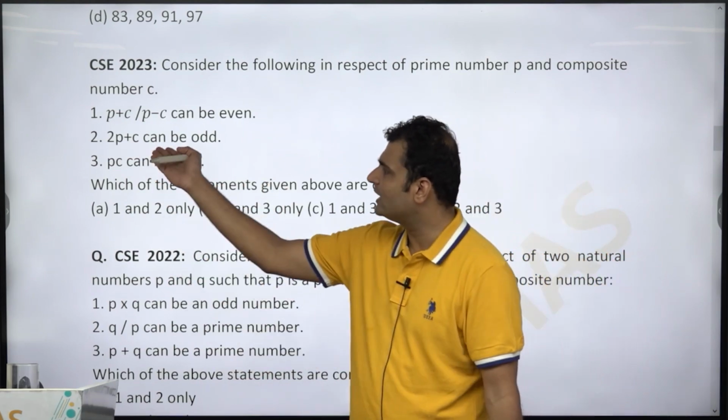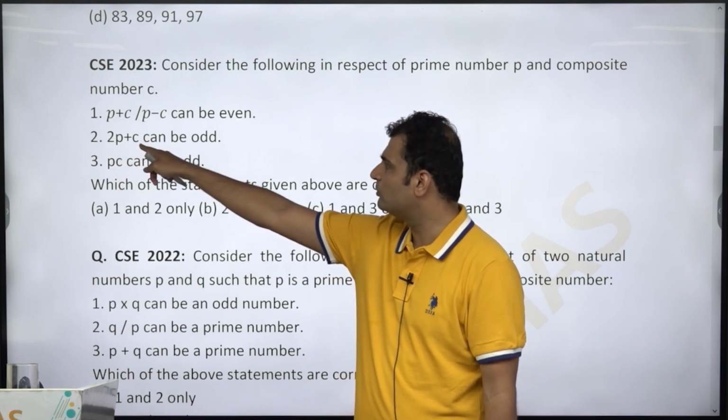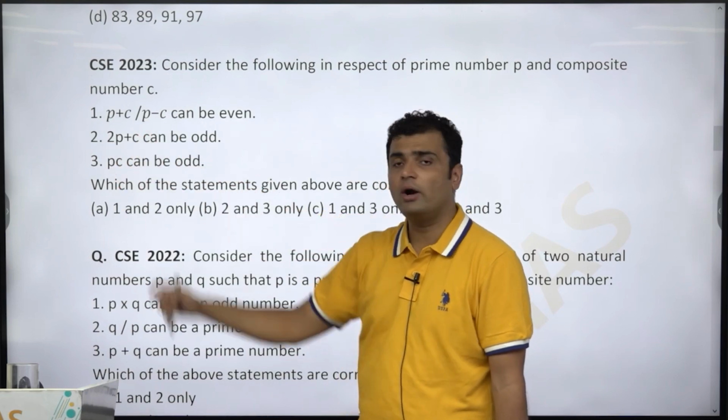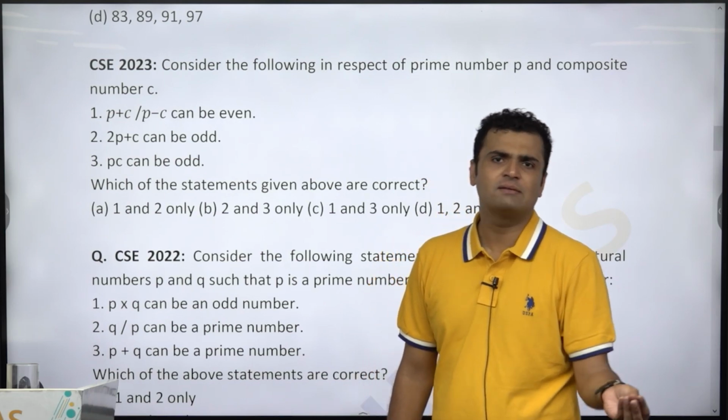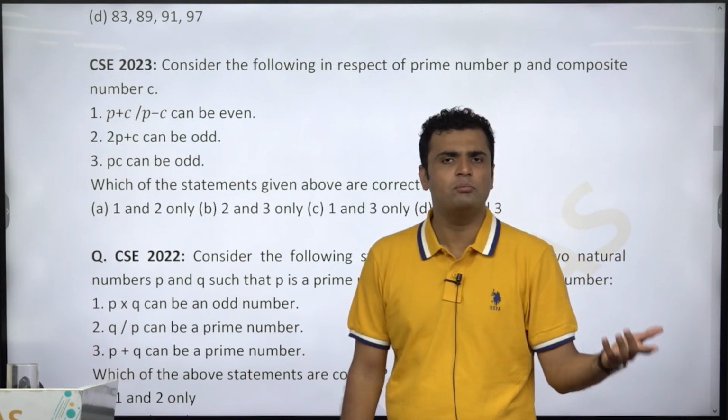So this 2P plus C can be odd. 2P is always an even number. Even plus odd is odd. So can we have an odd composite number? Yes, 5. Not 5, but 9. Yes, 15. There are infinitely many odd composite numbers.